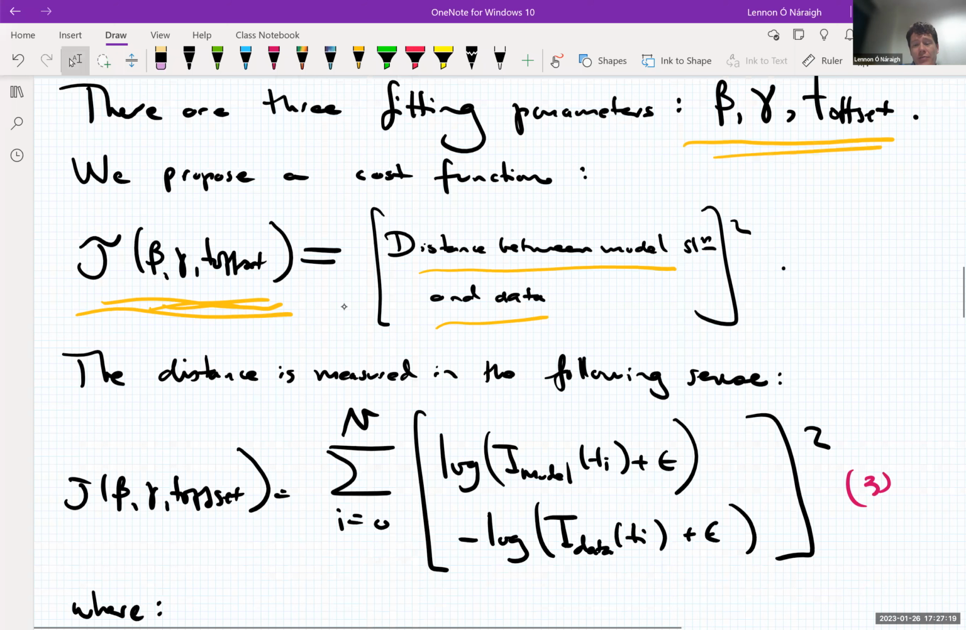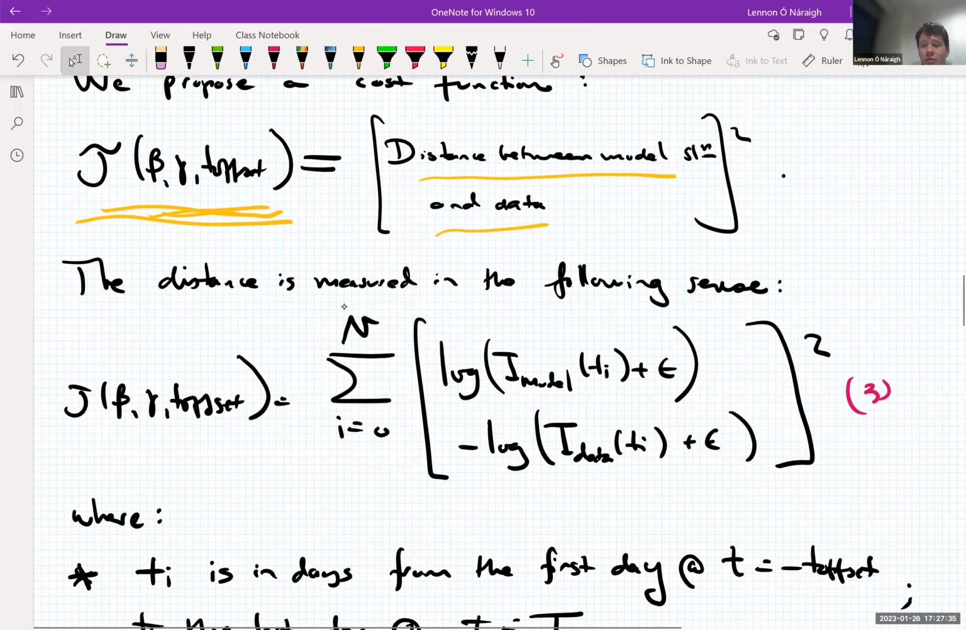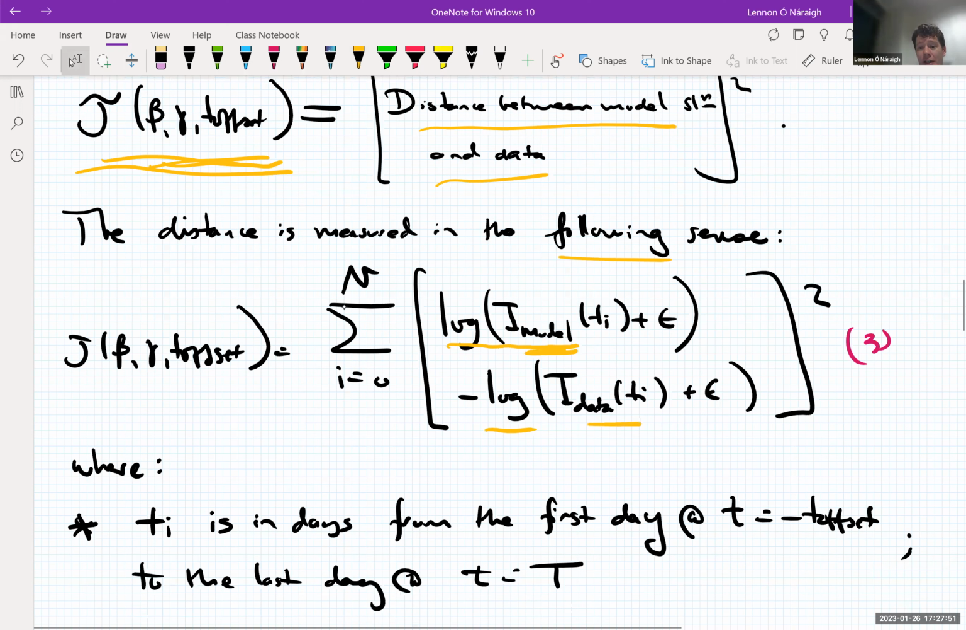So how do you measure the distance? It's trial and error. You could do least squares, but it doesn't really work. So in this particular approach, I play around with the cost function. The cost function I'm proposing is the least squares of the log. I look at the log of the model minus the log of the data, and I'm fitting a curve for the number of infectious individuals. So log I model minus log I data.